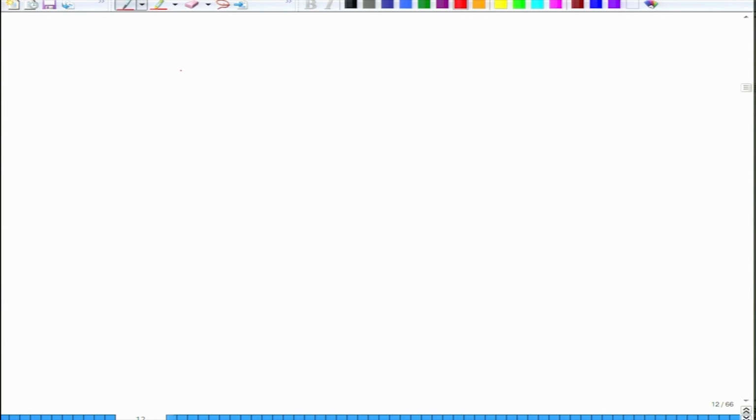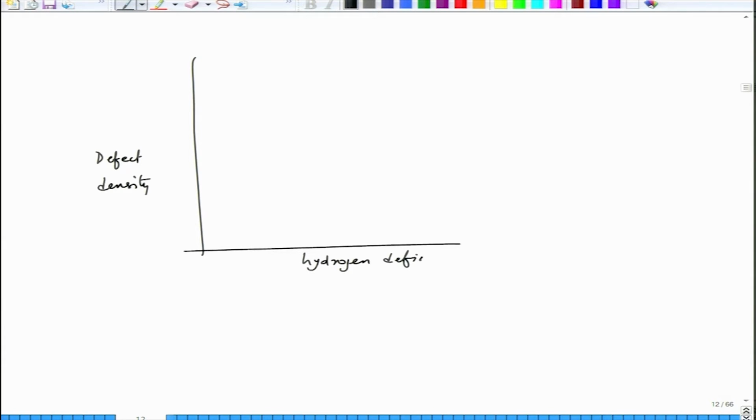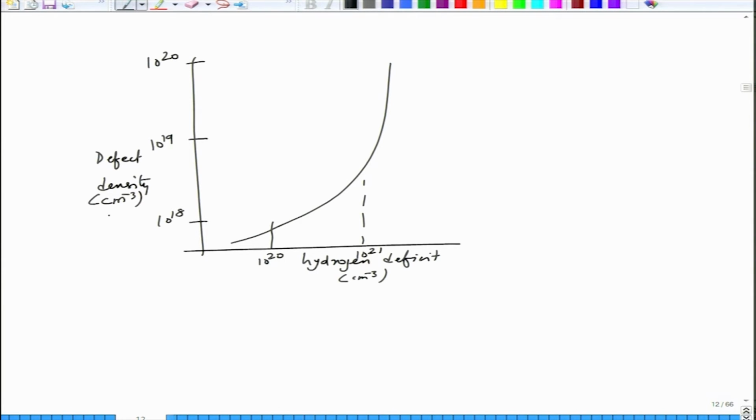So, if you plot, for example, the defect density as a function of hydrogen deficit, it tends to increase like this. So, this is a sort of a logarithmic plot. Somewhere here it would be 10 to the power 20 per cc, and this would be about, I do not know, 10 to the power 21, and these defect densities would be of the order of 10 to the power 18, 10 to the power 19, and then 20 per cc. Okay. So, this is how it tends to increase.